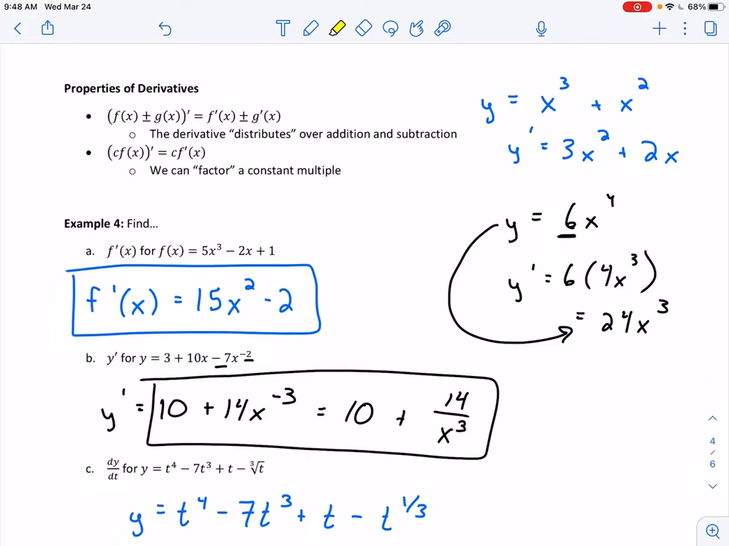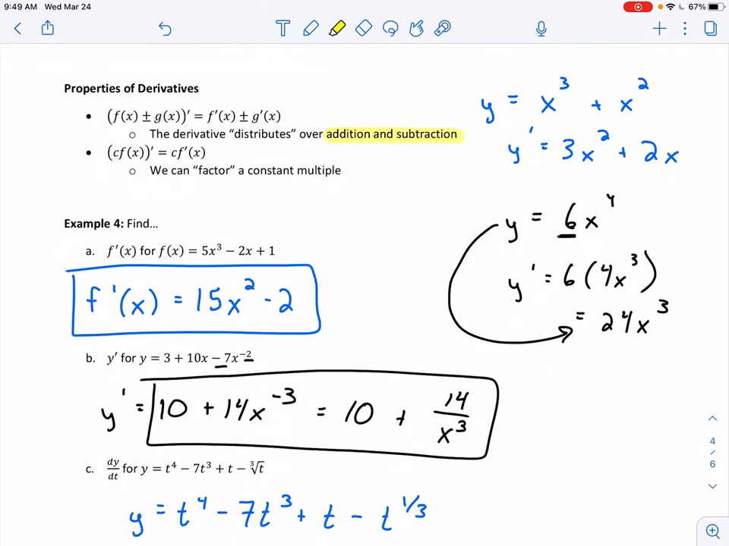In our last video, we talked about some nice properties that the derivative does have. In this video, I want to talk about some properties that the derivative does not have. So we said in the last video that the derivative will distribute over addition and subtraction. Notice I did not say it distributes over multiplication and division.